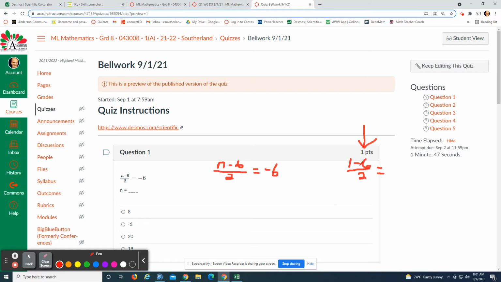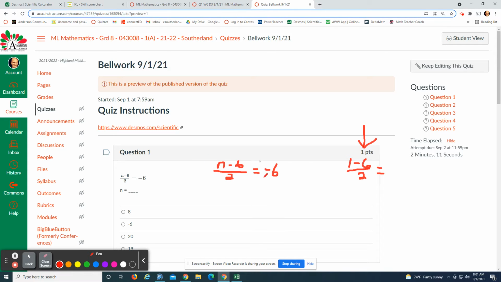Yeah, I would subtract the 1 from the 6, and I would get 5. Right. Now, here's what I need you to think about. Specifically, you, Justin, since you just got that. When you're undoing a problem, you do it backwards. So if you would have done the 1 minus 6 first, then divided by 2, to undo it, you do it backwards.